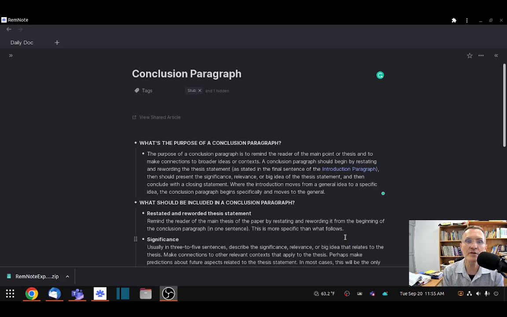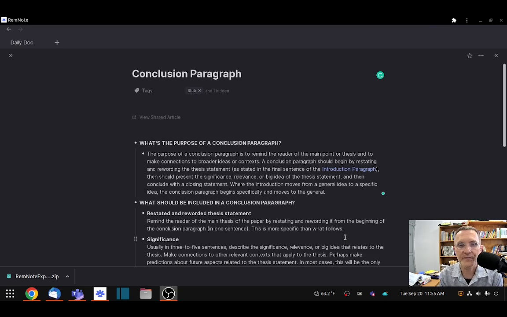The last thing you'll need to do when you're writing your conclusion paragraph will be a closing statement. Closing statement is just a final way to conclude your essay. Some writers will include a famous quote, much like a famous quote can be used to hook the audience. A famous quote could also be used to close the essay or to conclude the paragraph.